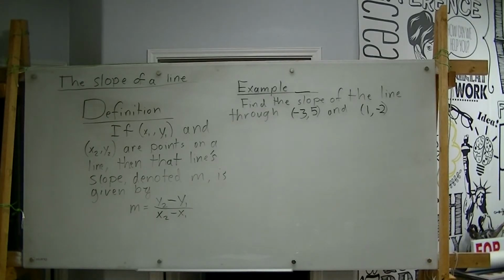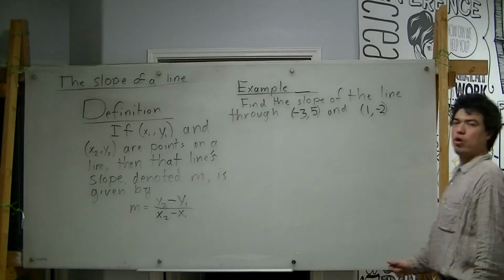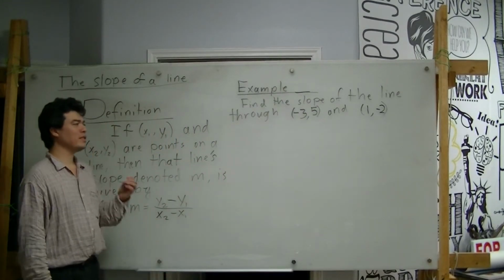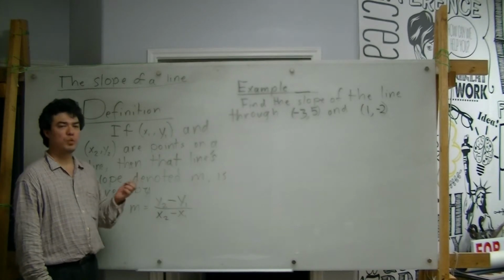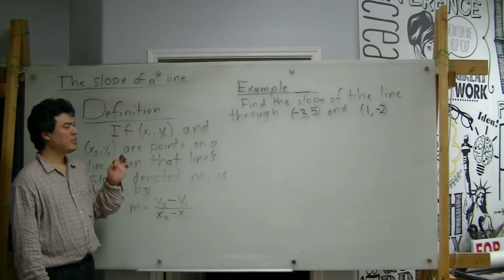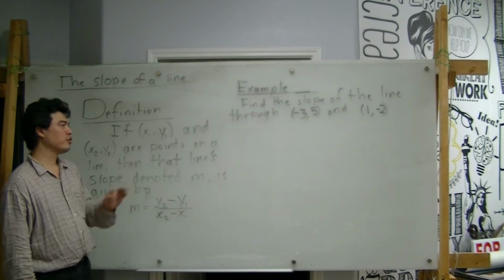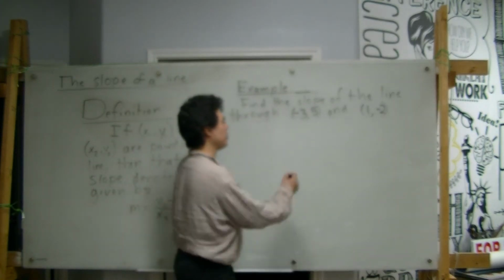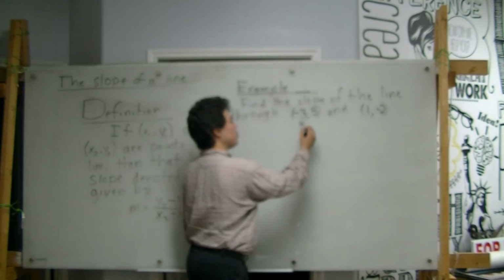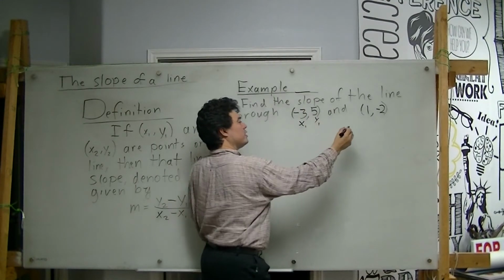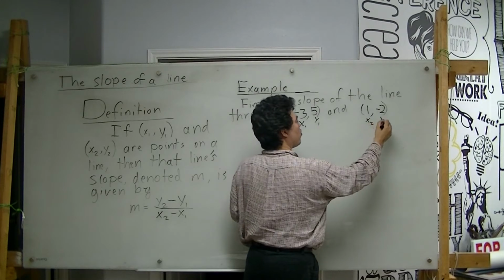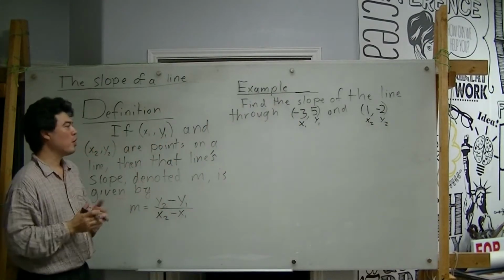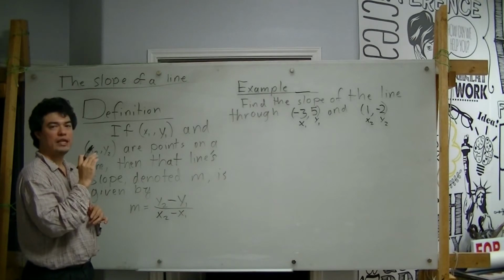So now we're going to do another example of calculating the slope through 2 points. In this case, we're going to calculate the slope through the points (-3, 5) and (1, -2). As before, I want you to first start by identifying the important information. This is going to be x1, y1. This is going to be x2, y2. Okay. Then, as I mentioned before, I want you to write down your formula.